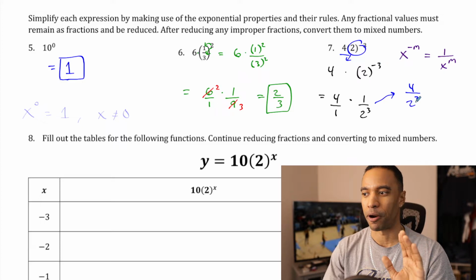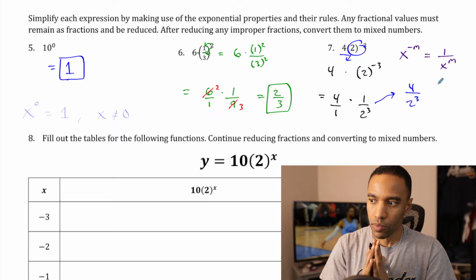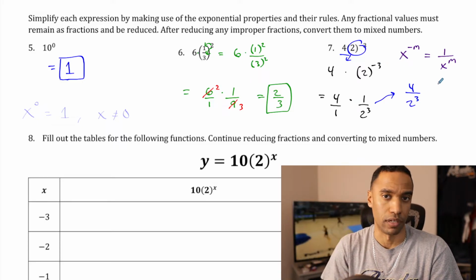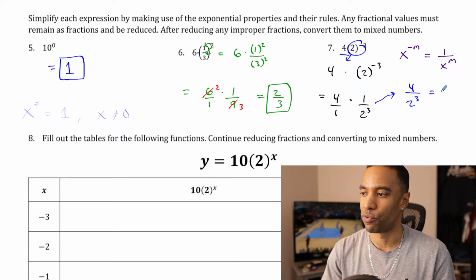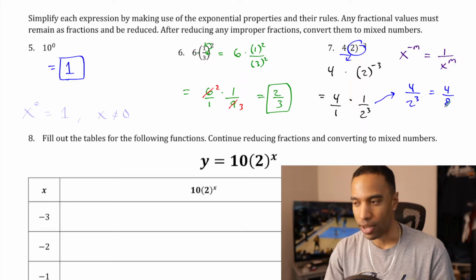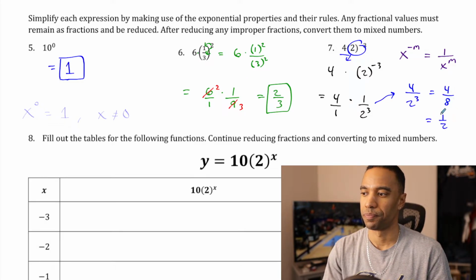I was thinking negative third power. 2 to the third. Now we have to evaluate 2 to the third, right? 2 times 2 times 2, that's 8. So this equals 4/8, and 4/8 reduces to 1 over 2.